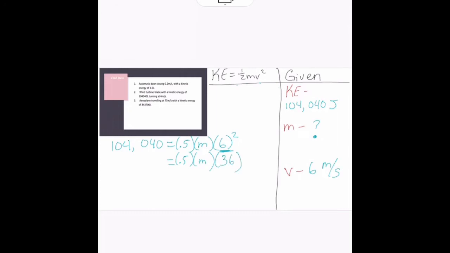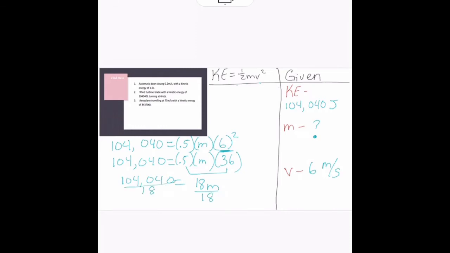Actually, yes, I do need to go ahead and rewrite that down here. 104,040. I hope I did that right. Yeah, I did. Okay. And now I'm going to again combine like terms. So 36 times 0.5 is 18. So now I have 18m because we're pulling that down from here. And that is equal to 104,040. And we're going to divide both sides by 18.